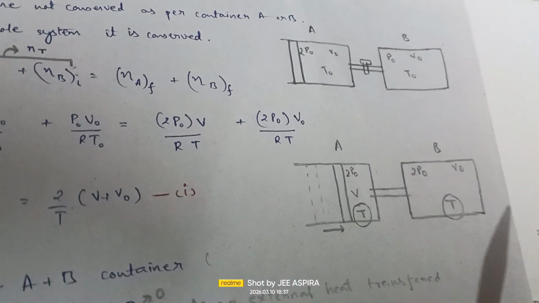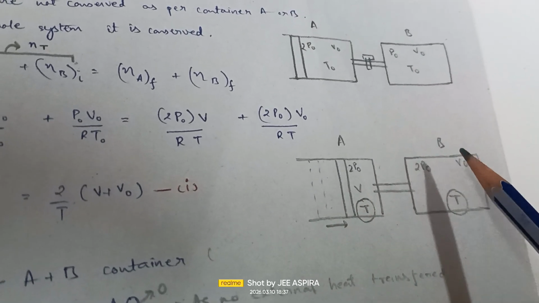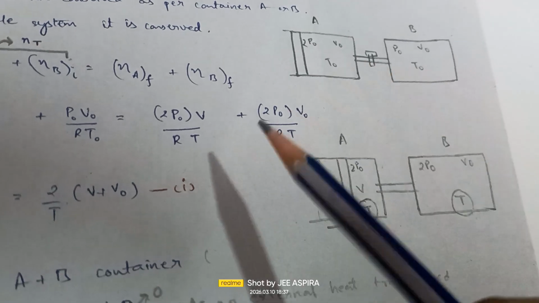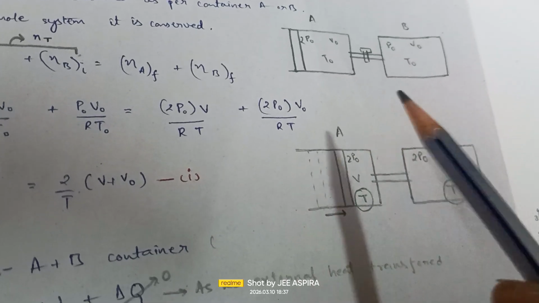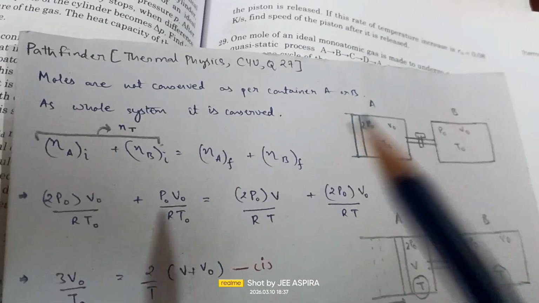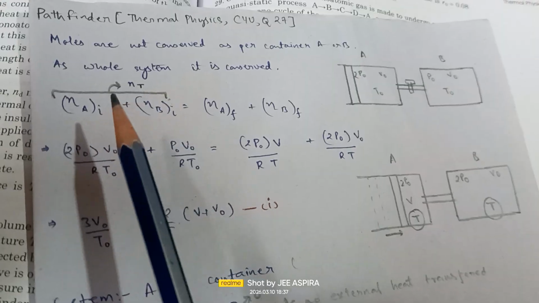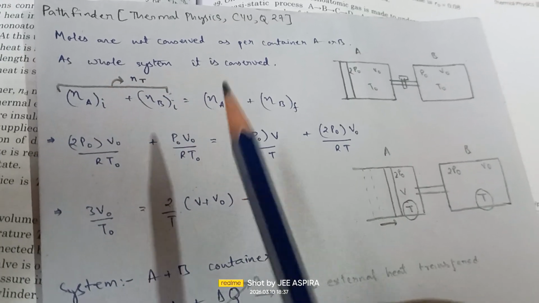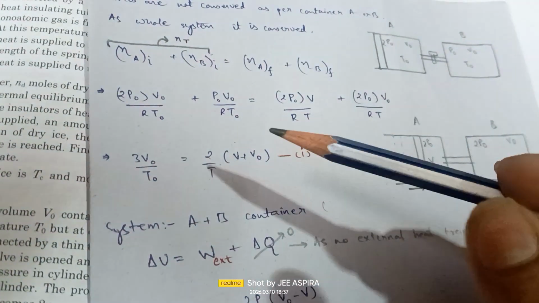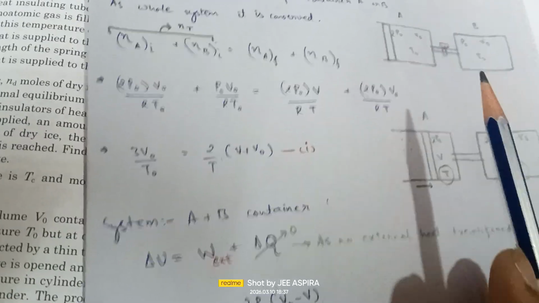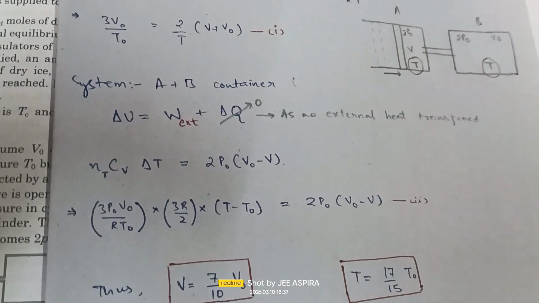So we can say that when the valve is open, the moles are spread to container B, but the total moles are conserved for the system A plus B, right? For individual containers the moles are not conserved, but the total is conserved. So we use the conservation of moles: the total initial moles is equal to the total final moles. We name this equation 1.